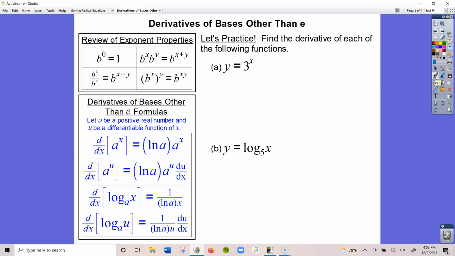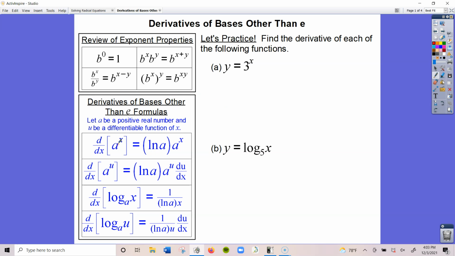Hey guys, today we're going to learn how to find the derivative of exponential and logarithmic functions that have bases that are not e. Before, we did derivatives of any e to the x function, and we also did derivatives of ln functions, which are logarithms that have a base of e. So let's have a look at what these derivatives are.